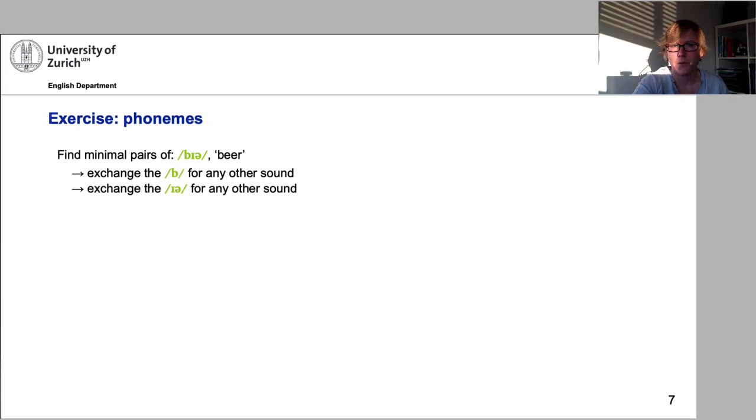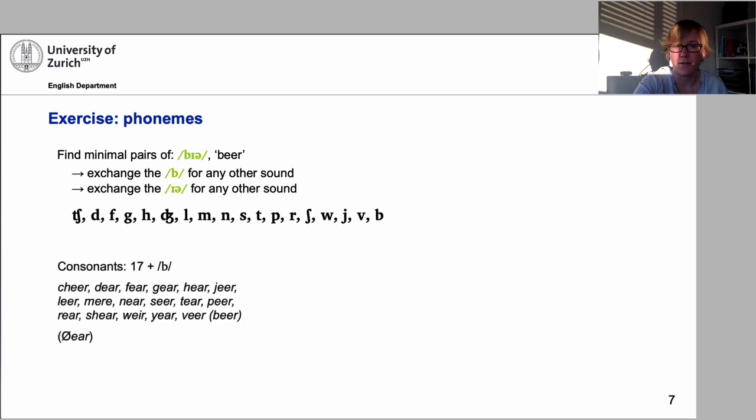Okay, so you probably came up for the consonants with something like this. I identified 17: cheer, dear, fear, gear, hear, jeer, leer, to look with sexual desire or malicious intent, mere, near, seer, tear, peer, rear, sheer, weir, year, and veer, so veering off the road, plus the b for beer.